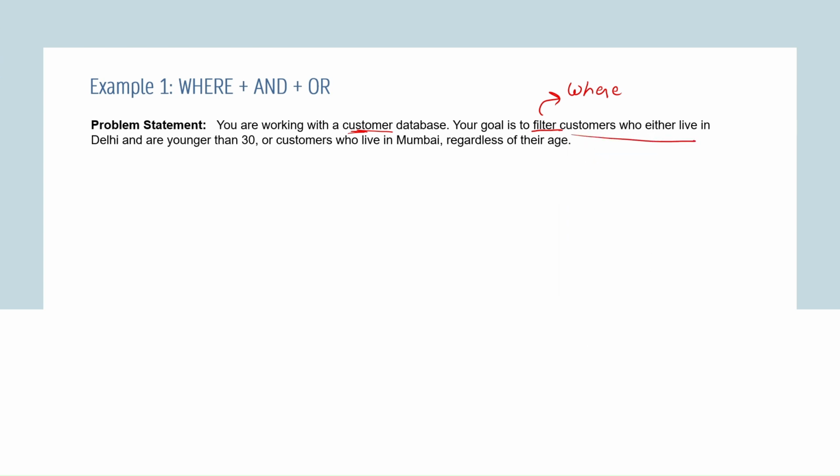So this is one condition that you have, and the second condition that you have is OR. And now there is OR between condition 1 and condition 2. That means at least one of the conditions must be true. Okay. Now the second condition that you have is OR the customers who live in Mumbai regardless of their age.